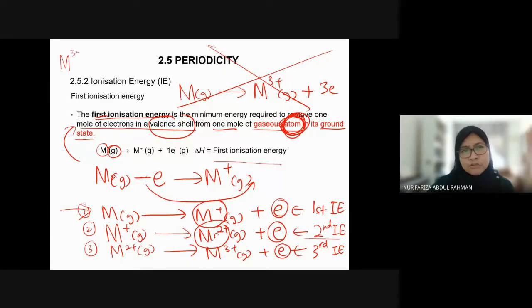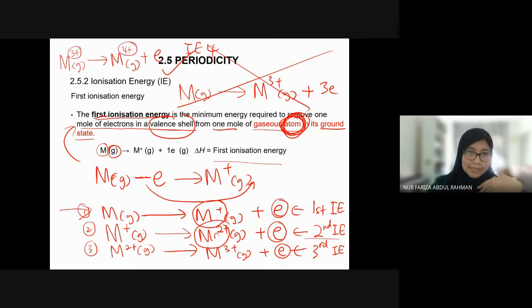then you can directly know it should come from M3+, becoming M4+ plus 1 electron. This is what we call IE4. Is it reasonable? It's not impossible, as long as you know that it should be done stepwise. So it should be from 3+ becoming 4+.